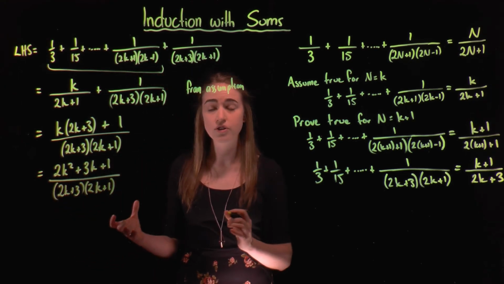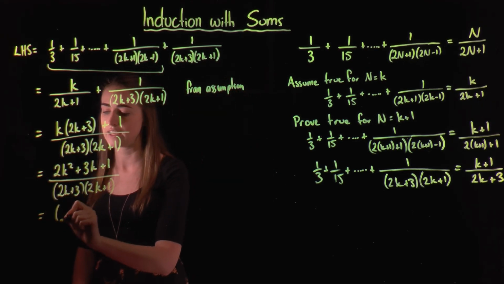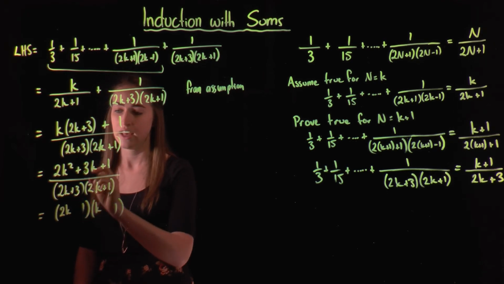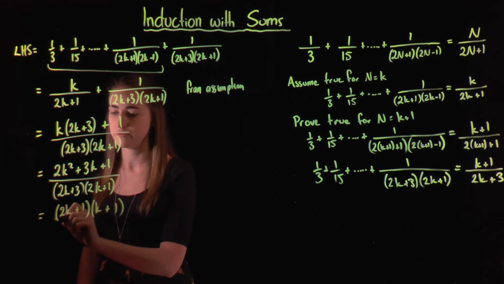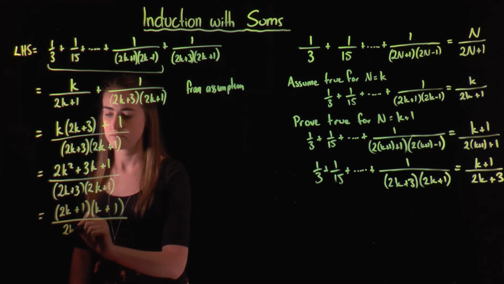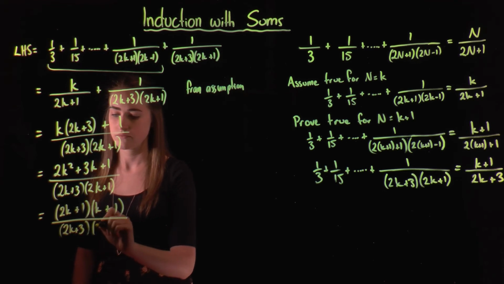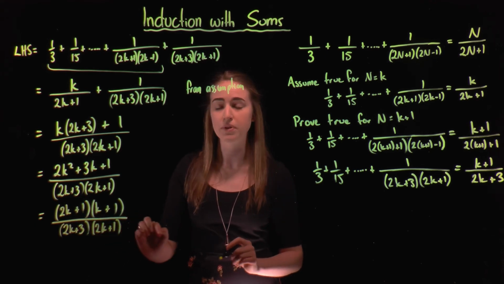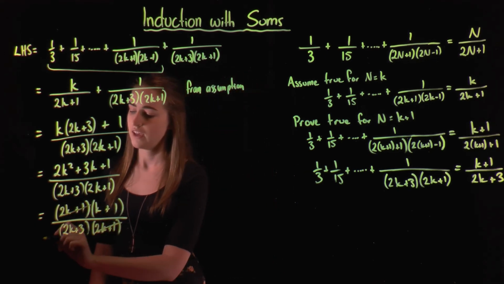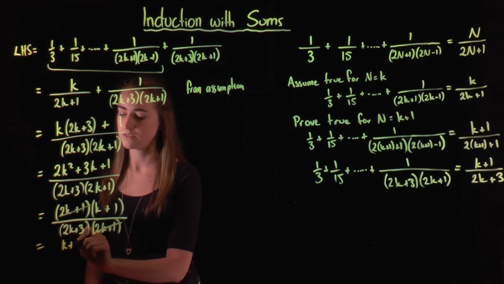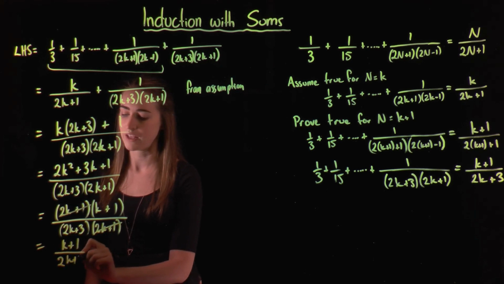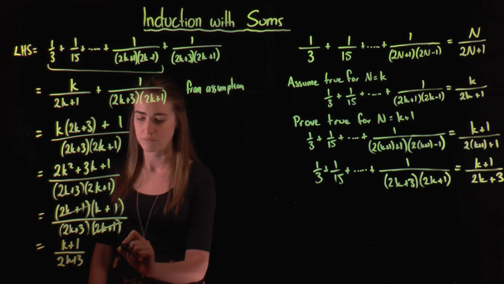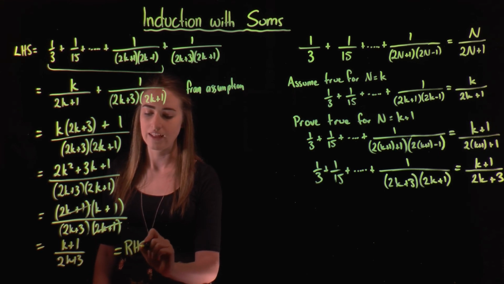Now I'm going to factorise that quadratic that's on the top. You can use whichever method you like to factorise that. So I'm going to have 2k and k, 1 and 1, and to get that 3k in the middle, they're both going to have to be positive. And then you can see that the numerator and the denominator both have that 2k plus 1. So those will cancel out, and I'll just end up with k plus 1 over 2k plus 3. And that is exactly what we were looking for. So that's equal to the right-hand side.